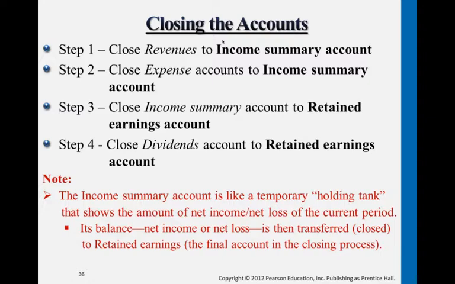Income summary is just an account temporarily holding all these information for the purpose of closing out revenue, closing out expenses, and closing out dividends. At the end, everything falls into retained earnings account, and this disappears. This being zeroed out, this is being zeroed out, this is also being zeroed out. Everything goes into retained earnings.